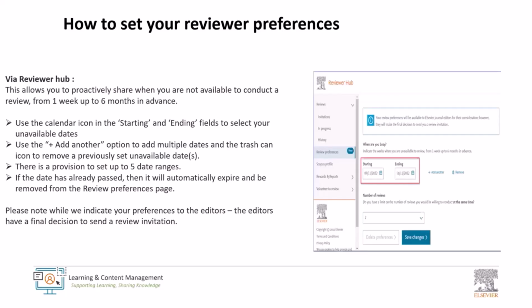Use the calendar icon in the starting and ending fields to select your unavailable dates. Use the plus add another option to add multiple dates, and then the trash can to remove a previously set unavailable date. There is a provision to set up to 5 date ranges. If the date has already passed, then it will automatically expire and be removed from the reviewer preference page. Please note that while we indicate your preferences, the editors have a final decision to send a review invitation.